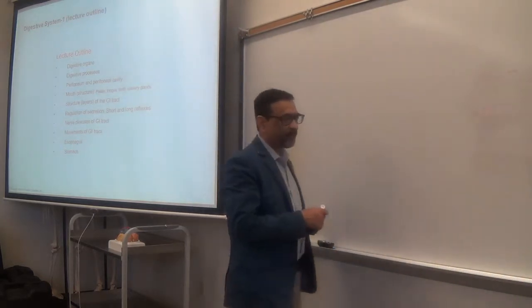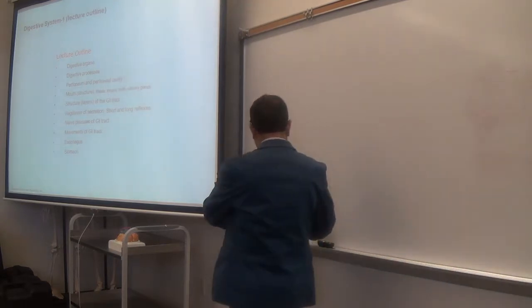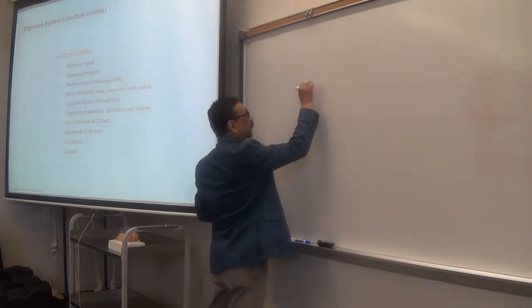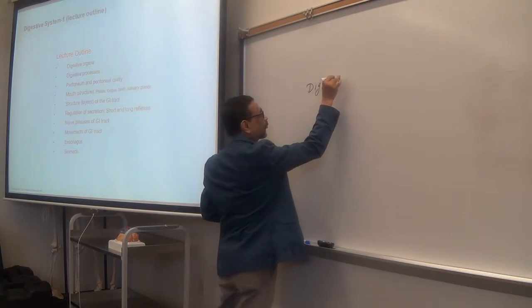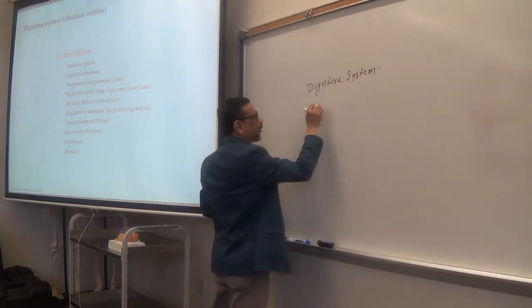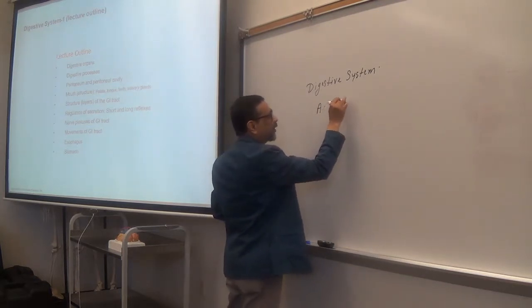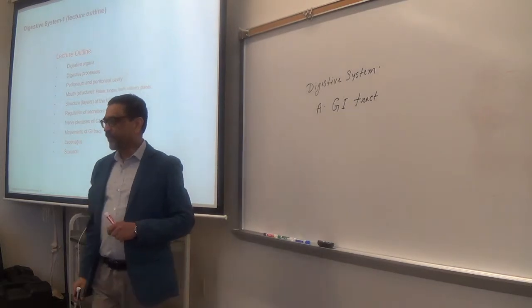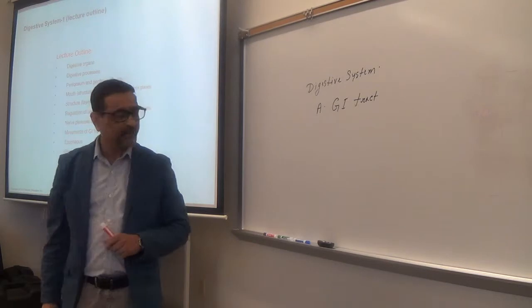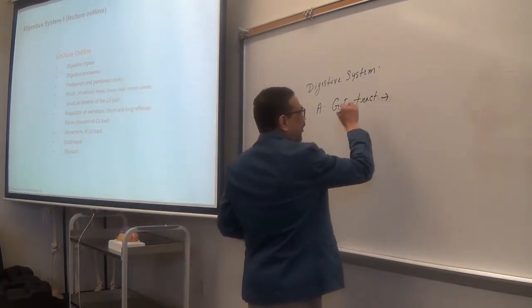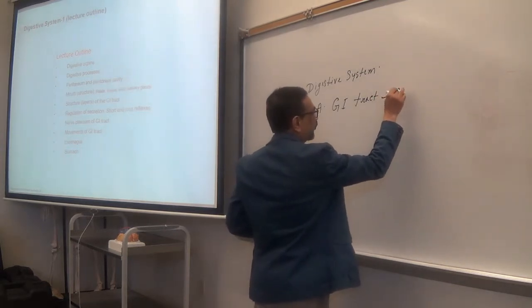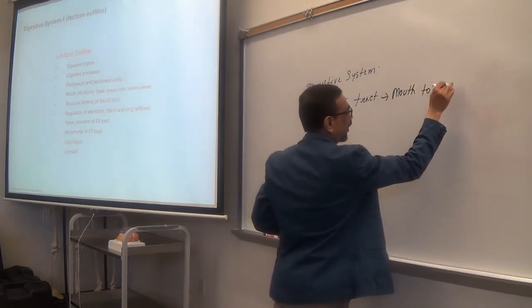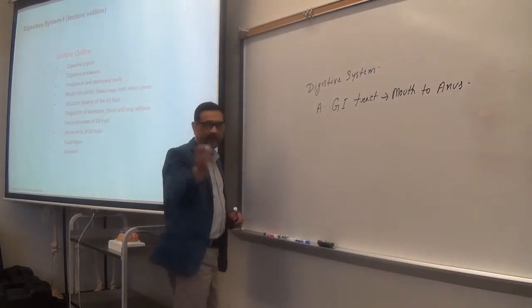So, parts of the digestive system, we divide the digestive system into 2 parts. One is called the GI tract or gastrointestinal tract. Gastrointestinal tract or GI tract, which is a long tube from the mouth to the anus. It is a continuous, long tube.